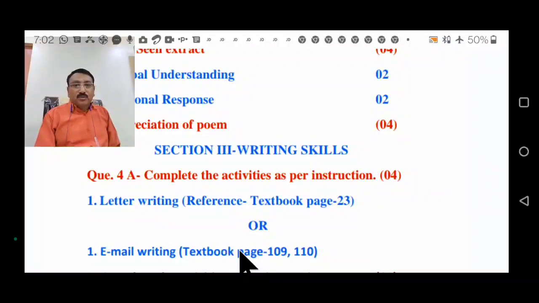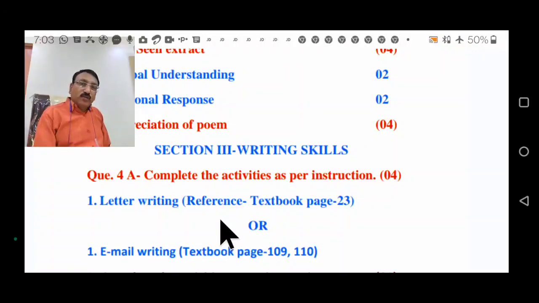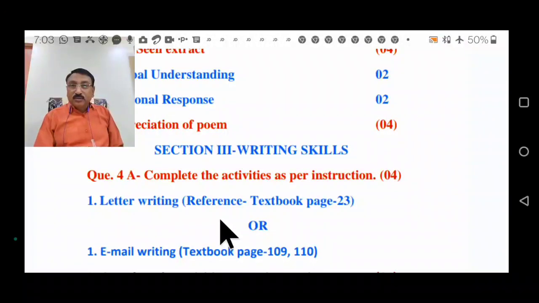email writing. Students have already studied how to write informal letters and formal letters in 9th and 10th standard. We have also discussed a few significant things regarding letter writing in the classroom. The student will have a formal letter in the examination, and there are certain steps like sender's address, receiver's address, subject.